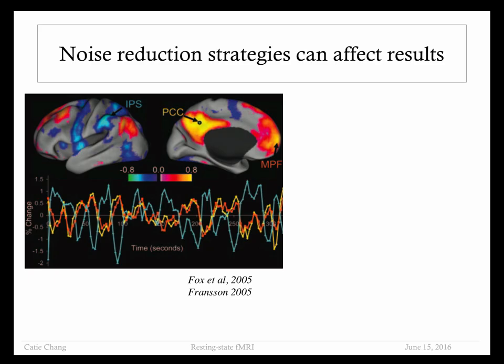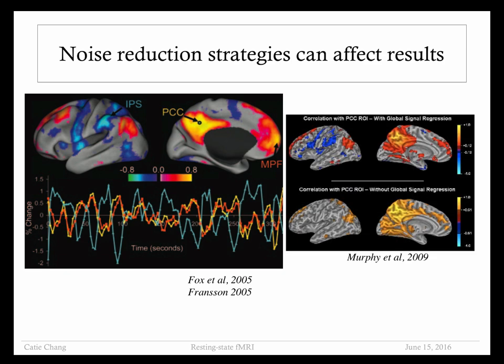The original studies that pointed out this anti-correlation had done a pre-processing step of taking the whole brain average signal as a proxy for noise we don't care about, and regressing that out of the data, which can be shown to mathematically enforce a certain number of negative correlations in the data.